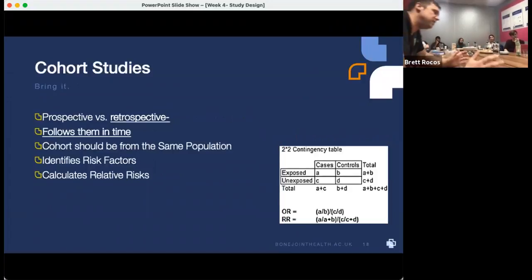So what about cohort studies? So that's the interventional ones, right? The clinical trials, the good ones, the money. And he said the money shot, that's not what I meant.